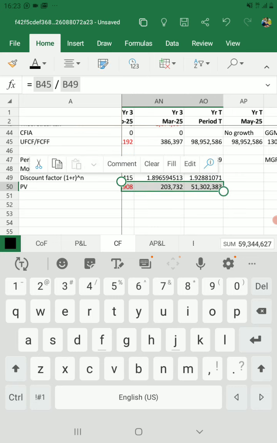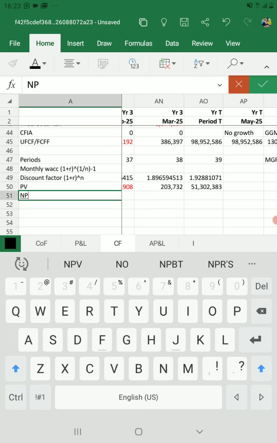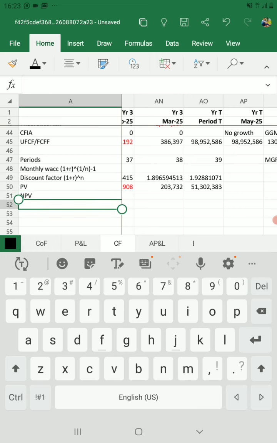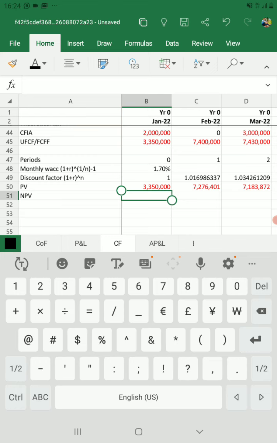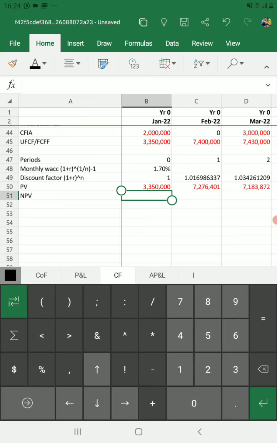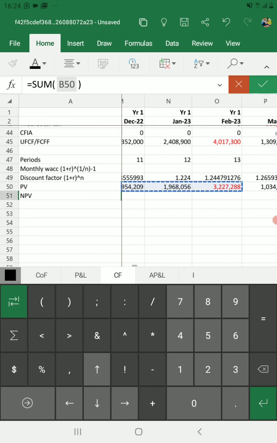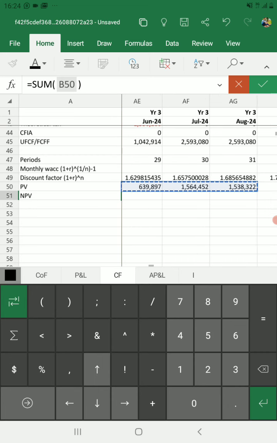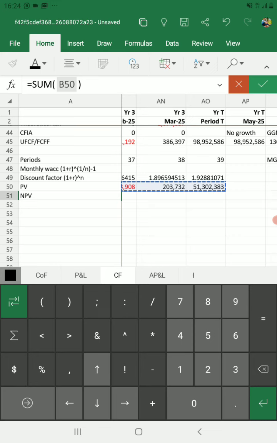Okay, and NPV is simply the summation of, so we sum from here, sum of the PVs is the NPV. This is the manual way of doing it, which is up to here.